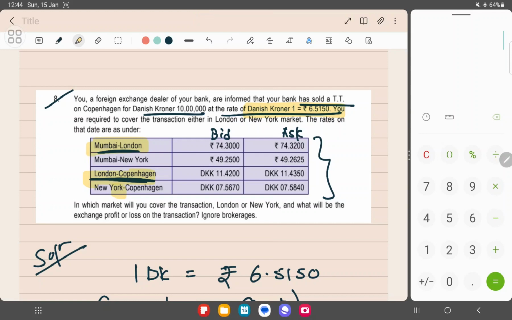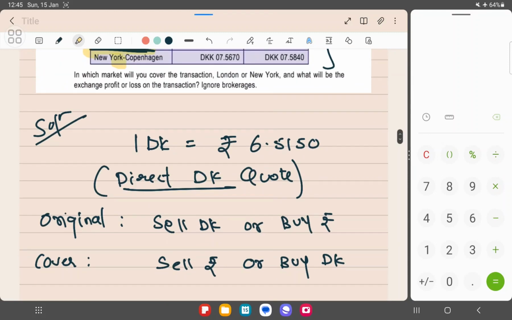How do you start? What is in my pocket is, see, in this question, sold a TT on Copenhagen for DKK 10 lakh at the rate of 1 DKK is equal to rupees 6.5150. It means I'm selling DKK and I'm buying rupee. See, I've written this, the original contract: sell DKK and buy rupee. Because when you are selling DKK, what you get in return is the rupee.